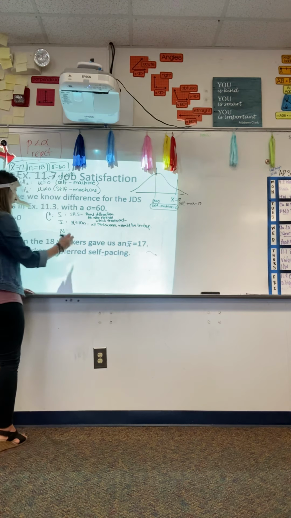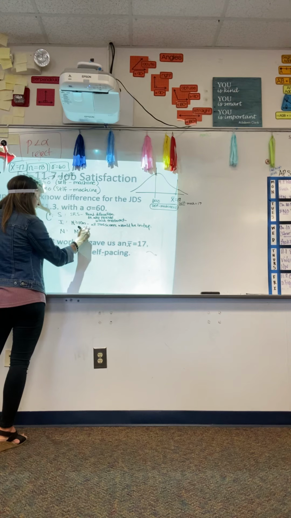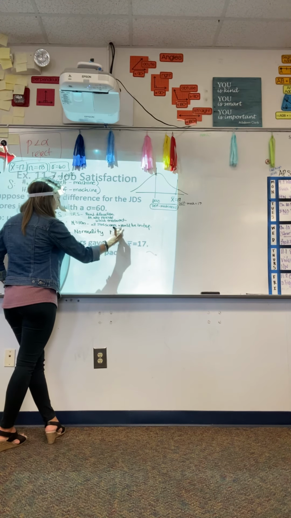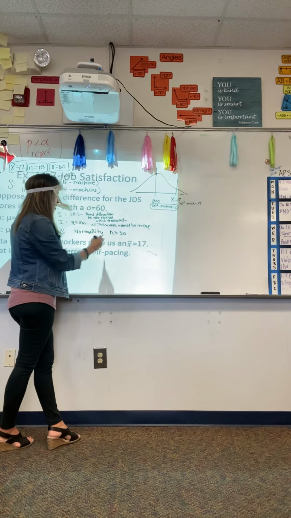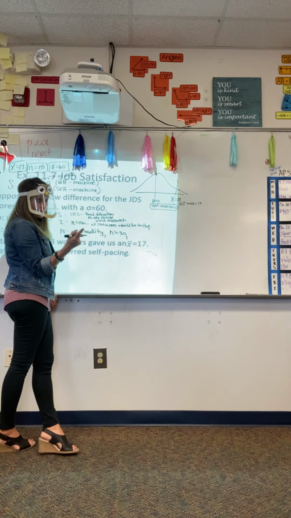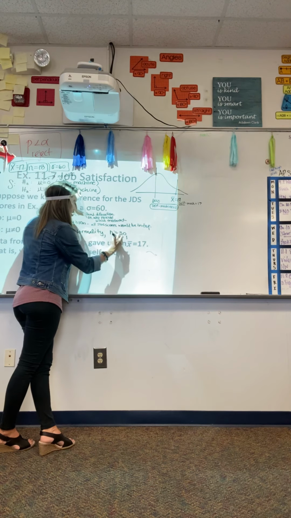All right, and then normality. Did I hit normality on this one? No. I did not hit the greater than or equal to 30. So there are some options. They could tell me that it's normally distributed, right? And they did not tell me.